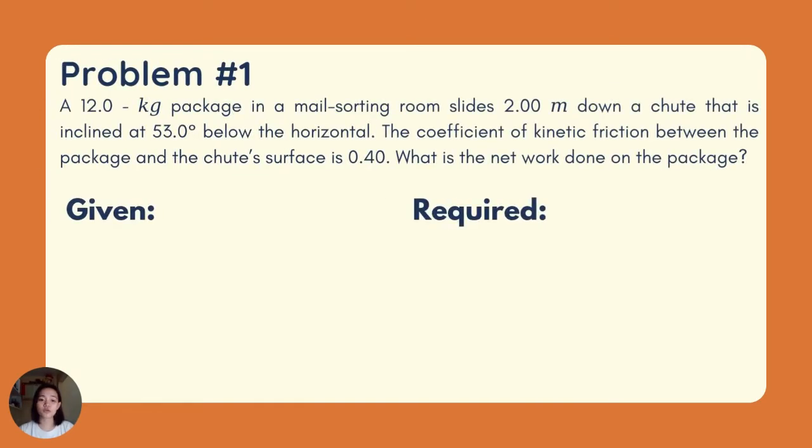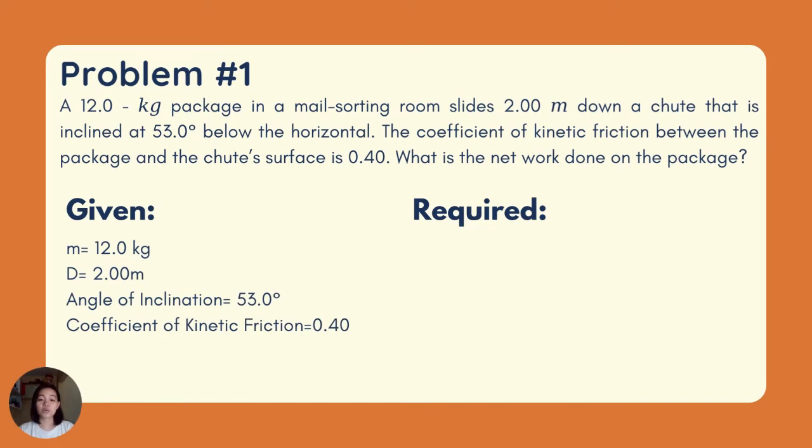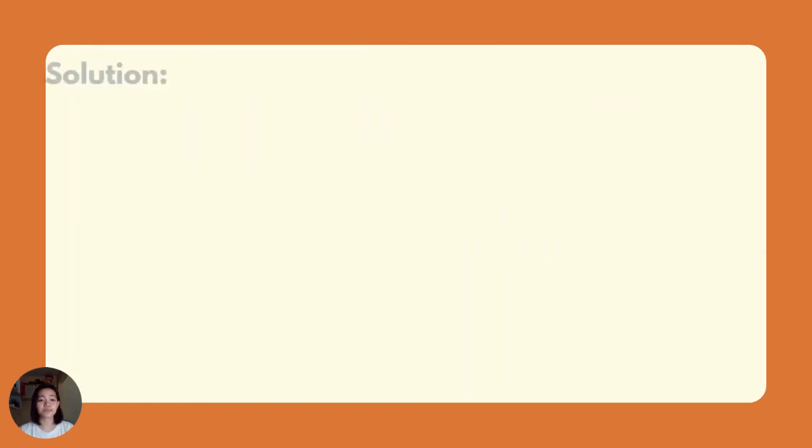Now before we start solving, we should first follow the GRS format, or the given, required, and solution format. First, the given. We have 12 kilograms, which is our mass, 2 meters, which is our distance, an angle of 53 degrees, and lastly, the coefficient of kinetic friction between the package and the chute surface, which is 0.40. Now that we have our given, we must identify what is required for this problem, and that is the net work done on the package.